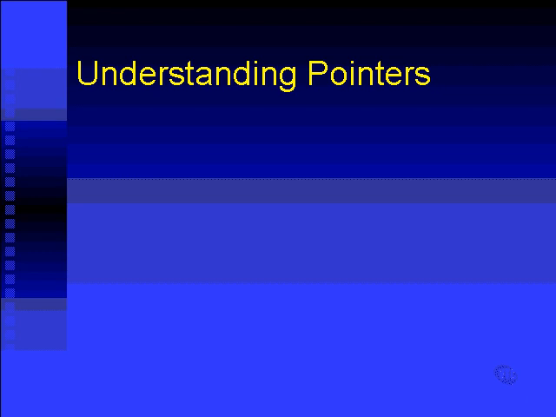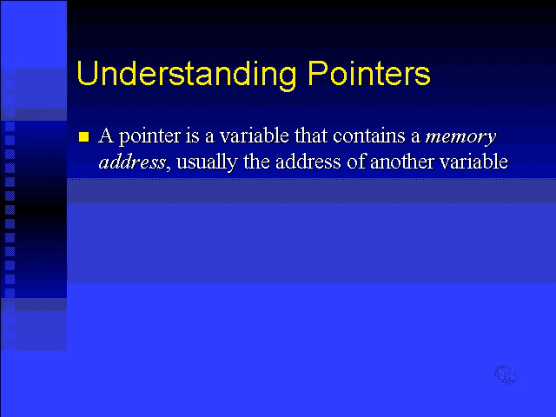I guess I can put it to you like this. A pointer is a variable. That's the first thing you've got to know about pointers. They are variables. You declare them just like you declare any other variable, and you assign them using the equal sign and all the rest of it. They are just a variable.